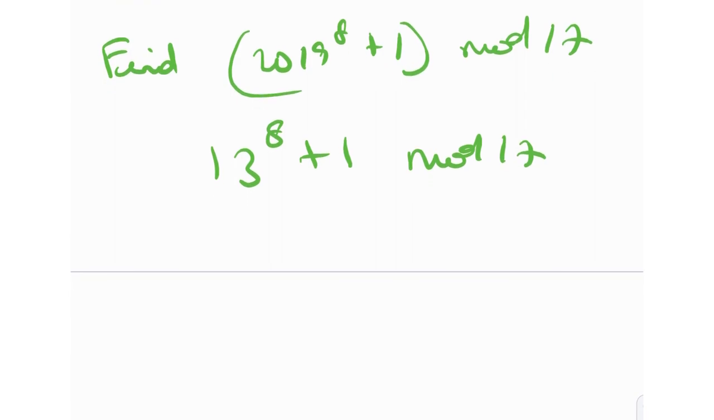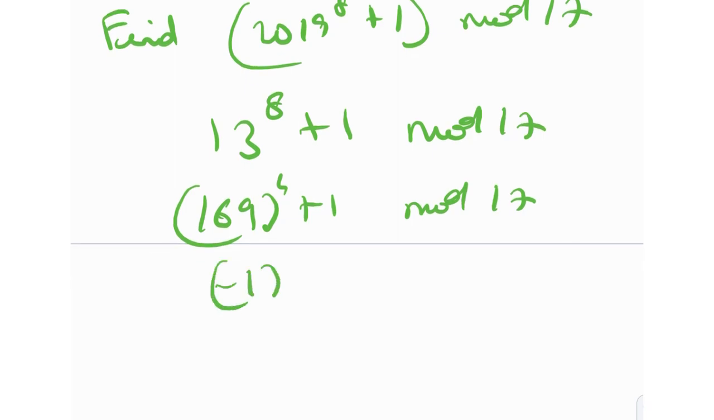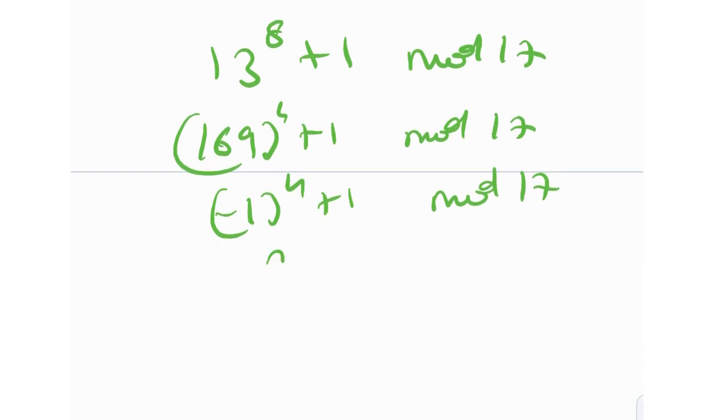And 13 squared is obviously 169, so 169 raised to the power 4 plus 1 mod 17. 169 is negative 1, raised to the power 4 plus 1 mod 17, because 17 tens are 170. So this is actually 2 mod 17, so the remainder is 2.